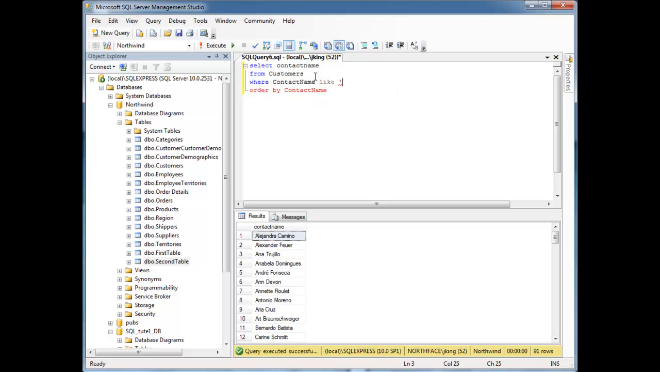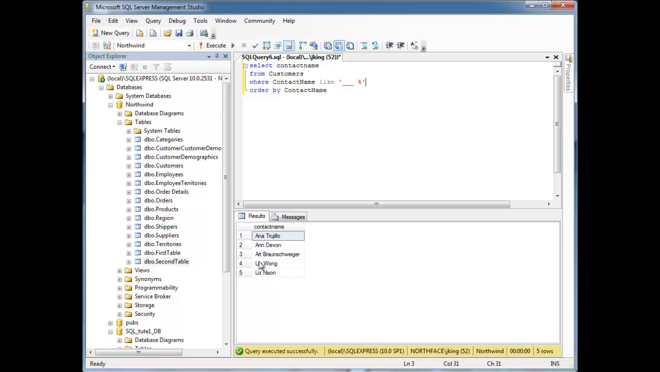Now, in order to do just one character of any character, it's an underscore instead. So I said three characters, so underscore, underscore, underscore. And then I want a space because these cells have first names and last names in there. And then I could have anything for the last name. So let's run this query. Notice we have all of our customers that only have three letters in their first name.